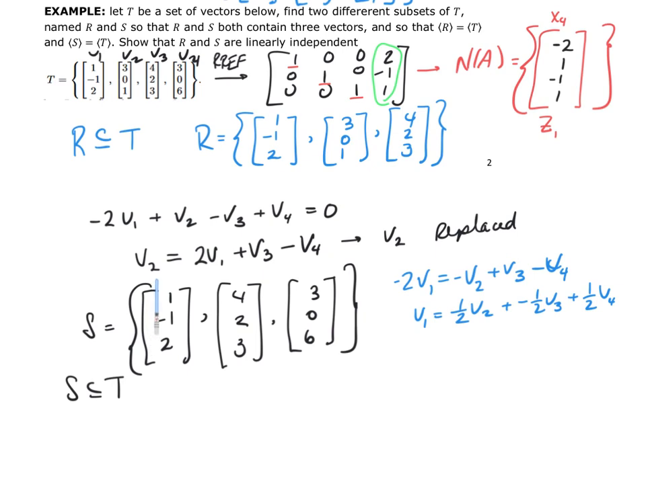So you can choose V1 as a replacement, but because that coefficient makes it a little cumbersome, you probably don't want to. And that's it for this section.